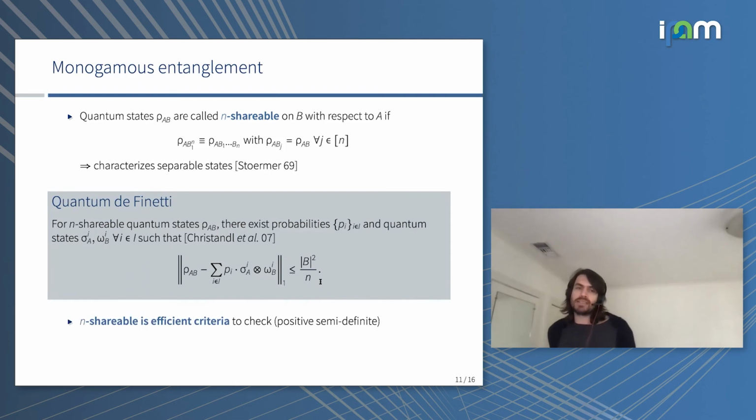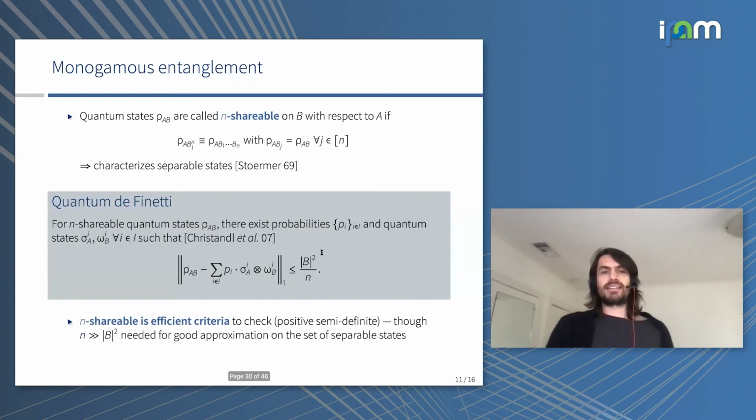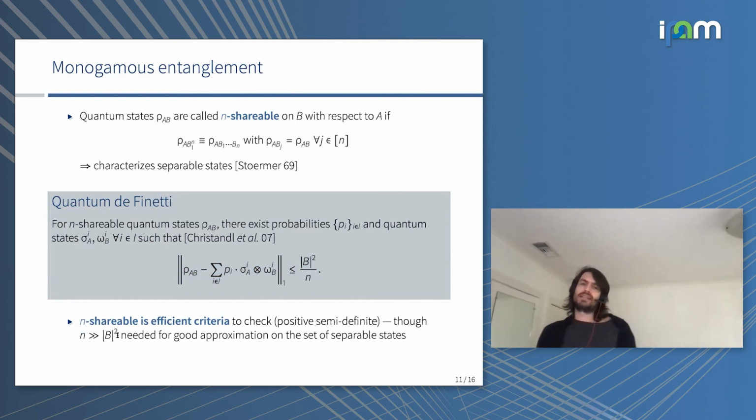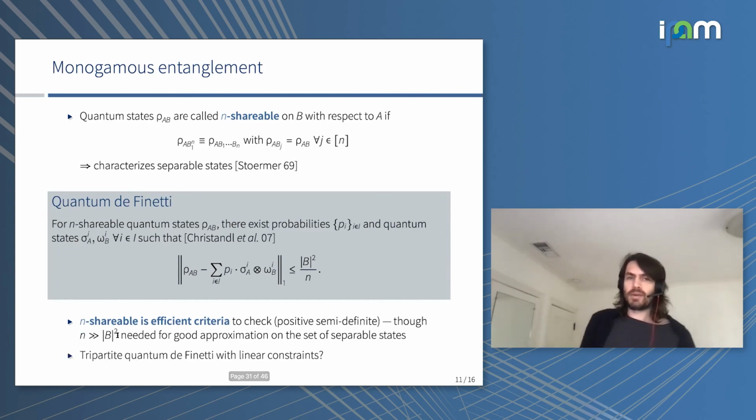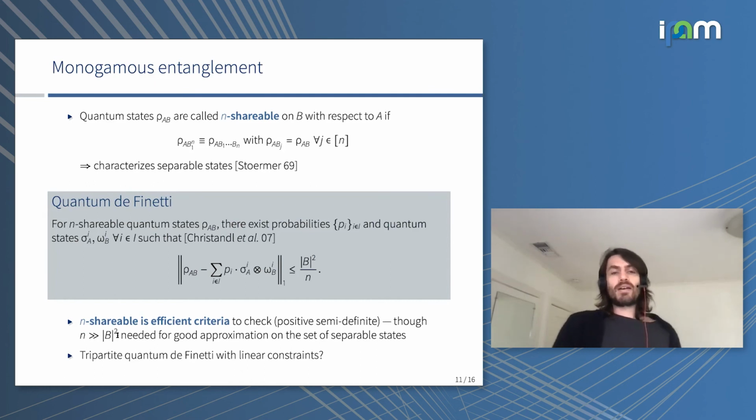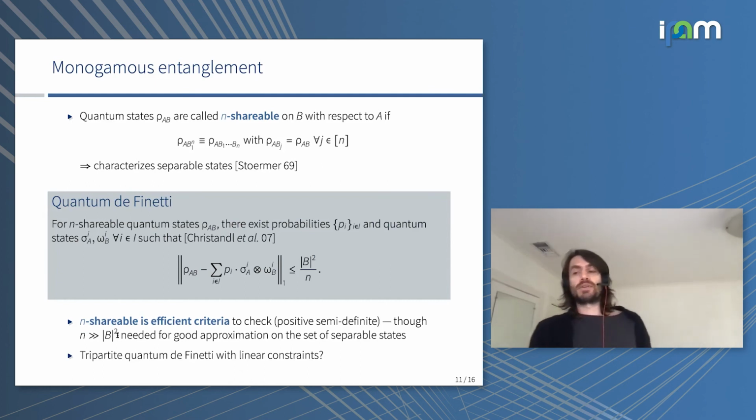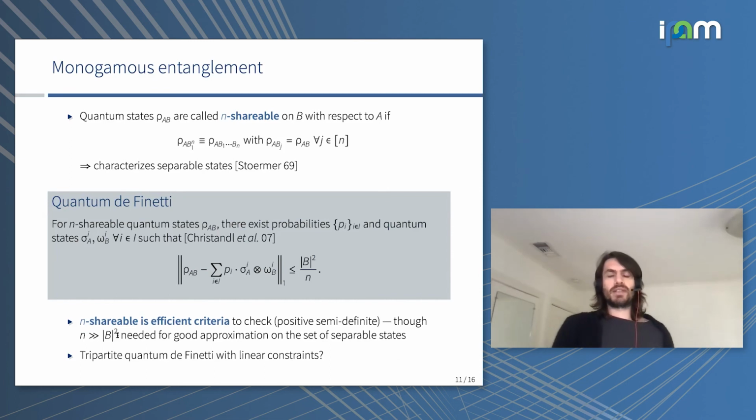Well, in principle, this n-shareability is something that we can check efficiently, whereas separability is not easy to check. However, it immediately comes with this caveat that in these Finetti theorems, you can see you have to choose n exponentially large in B in order to get a good approximation. Nevertheless, we want to use these Finetti theorems for our setting. However, we now need a tripartite version, and we also need a version that can incorporate linear constraints.